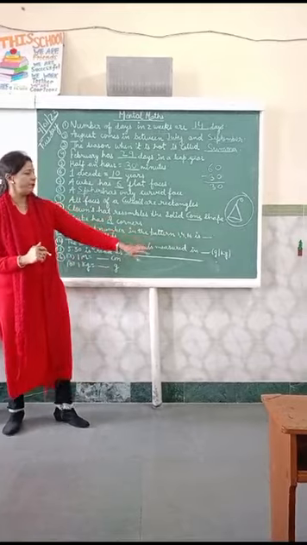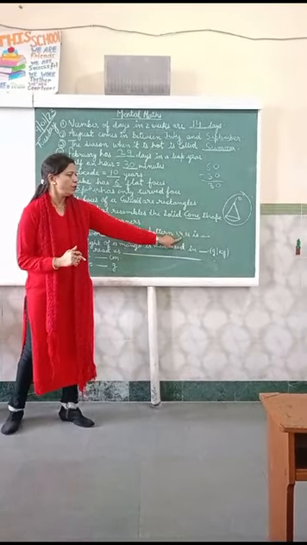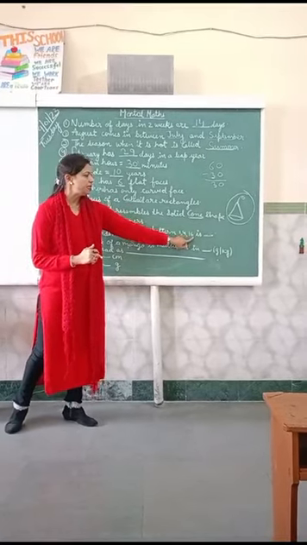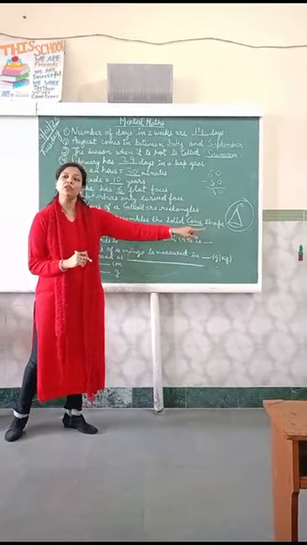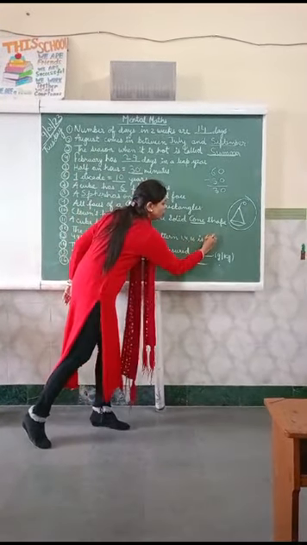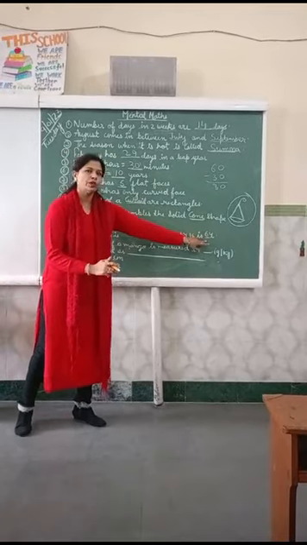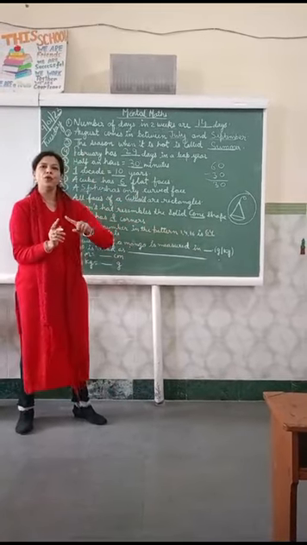Now come to the number 11 question. A cube has how many corners? Here is one cube in my hand. So if you count the corners, 1, 2, 3, 4, 5, 6, 7, 8. So how many corners in a cube? 8 corners.